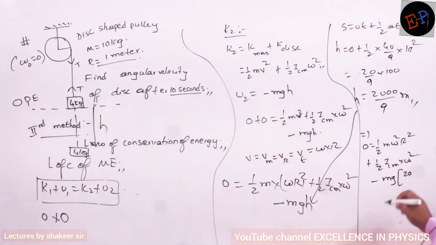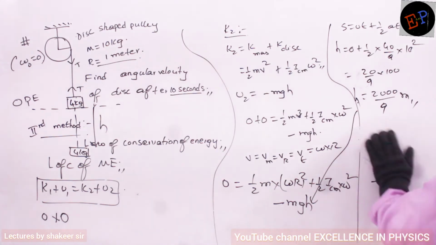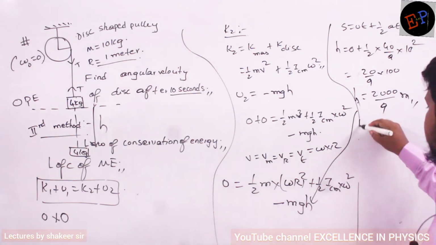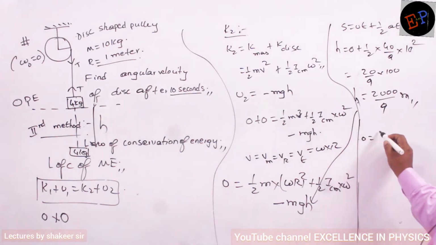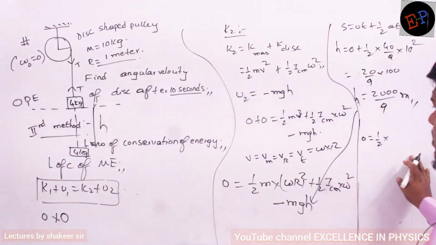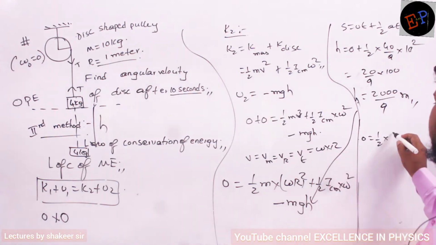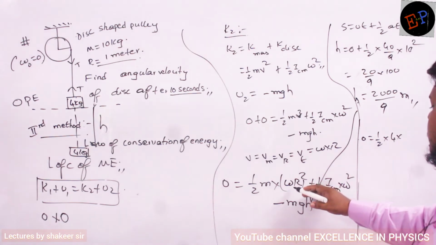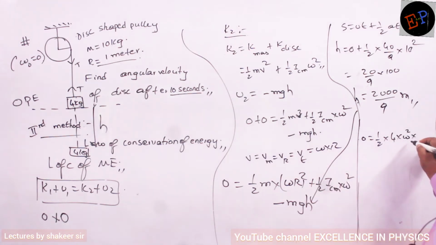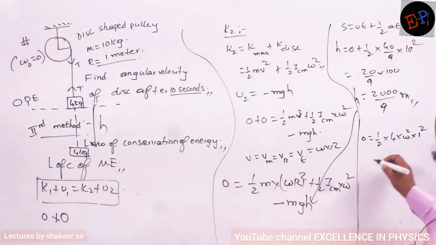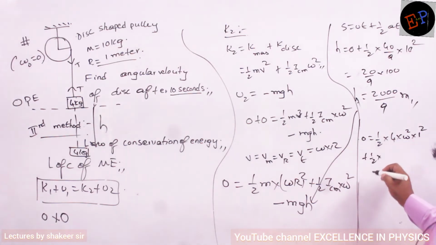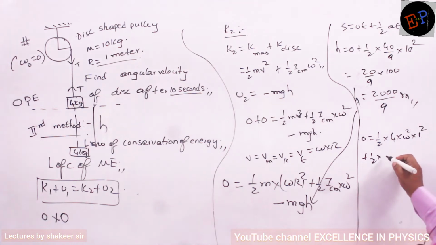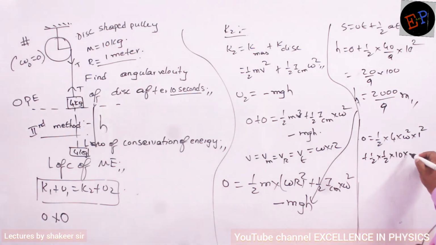H value is 2000 by 9. Let us substitute all the values. So 0 is equal to half. Mass of the mass is how much? 4 kg. And omega value I don't know. Omega square, radius. Radius is 1. Okay? Plus half. What is the moment of inertia of a disc? Half m r square. So half into mass of the disc is 10 kg. Radius of the disc is 1, multiplied by omega square.